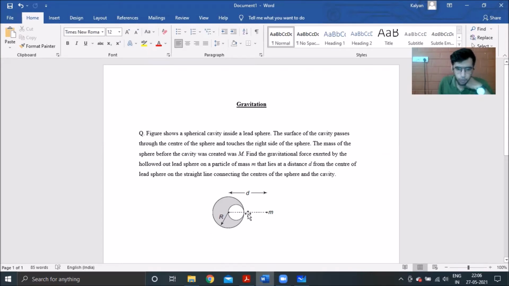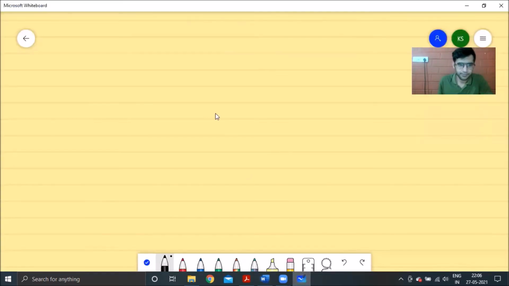So we need to find out what is the force exerted by this hollowed out lead sphere on a particle of mass small m, which is lying at a distance of small d from the center of the lead sphere on the straight line connecting the centers of the sphere and the center of the cavity. Right? So here we need to find out what's the force exerted by the remaining lead sphere in this question. And we'll look at a way of solving this question as such.